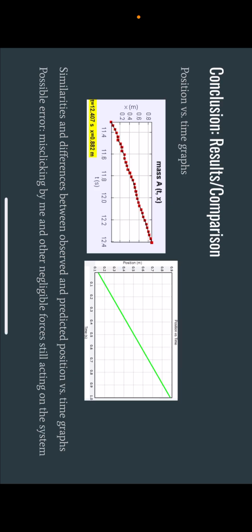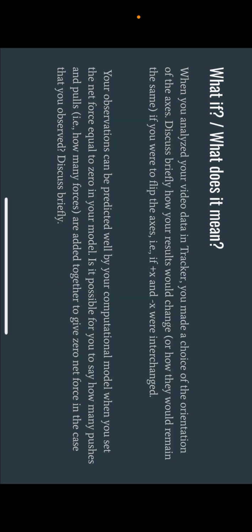So, conclusion, there are similarities and differences between them. However, it's relatively the same, and possible error was simply me misclicking and negligible forces actually acting.